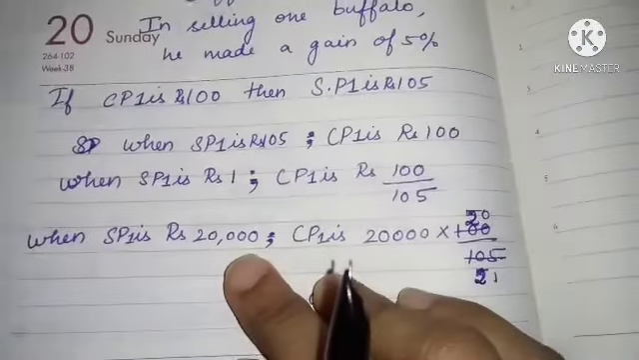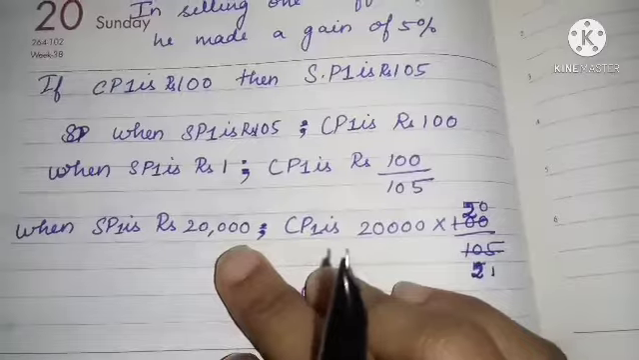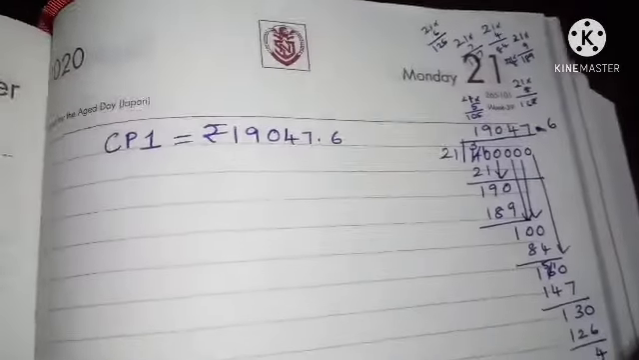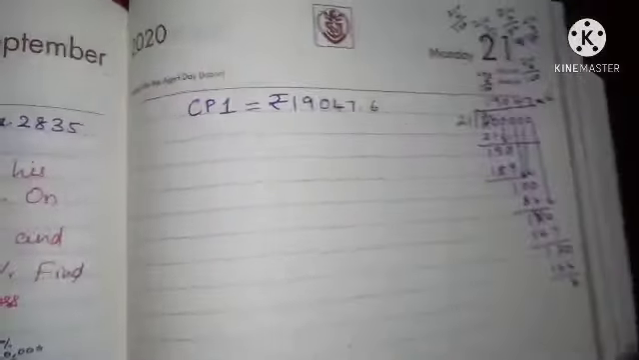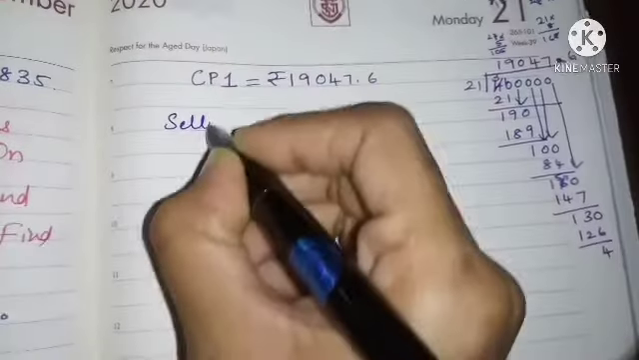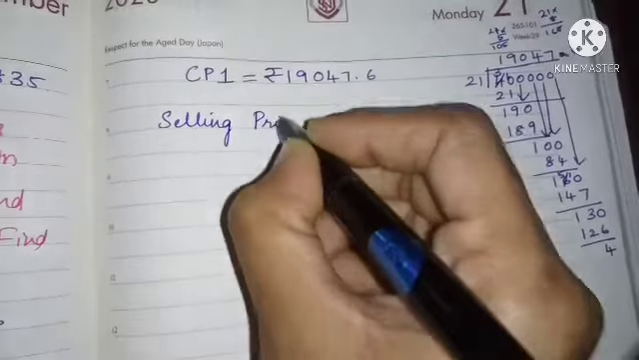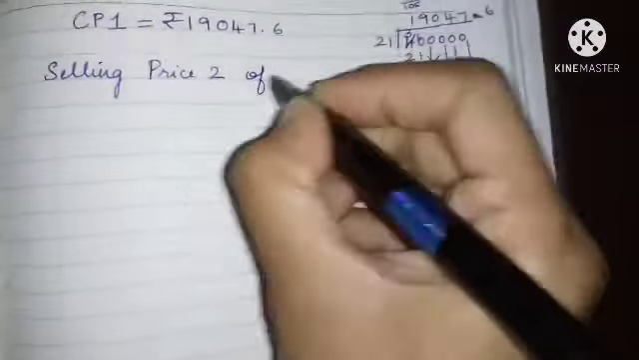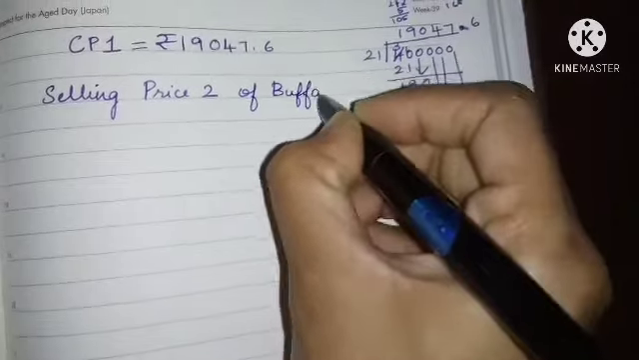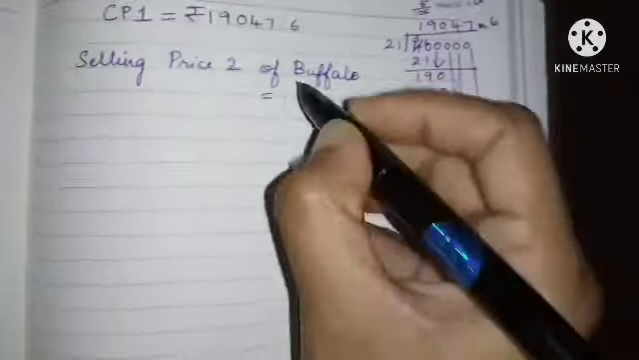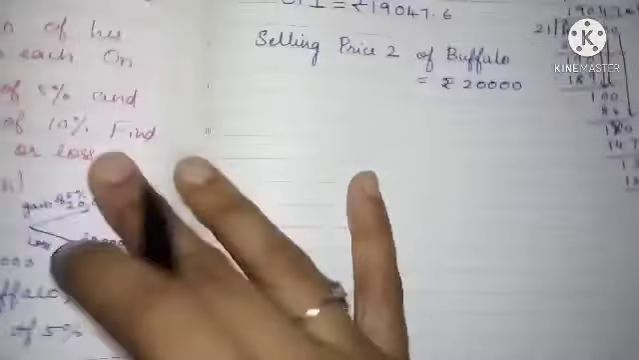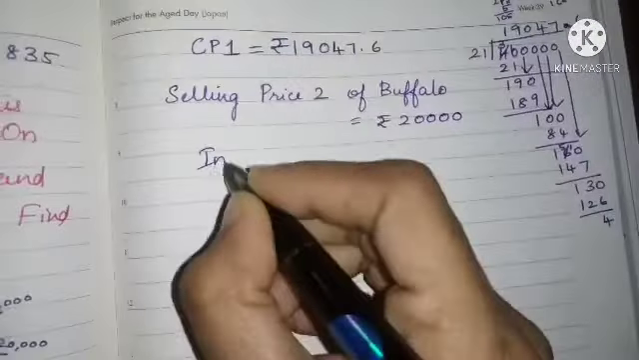And we have sold that buffalo for 20,000 rupees. So we are getting the profit. Okay. So for one buffalo we have found it. Next for the second buffalo, same thing. Selling price number 2 of the buffalo is equal to rupees 20,000. So what are they facing in selling?